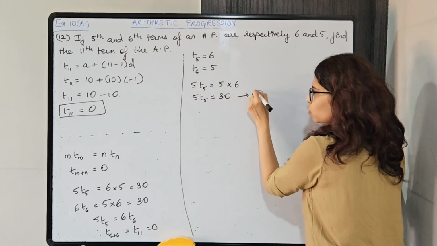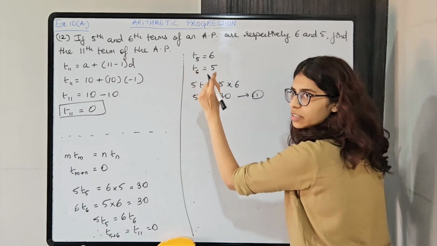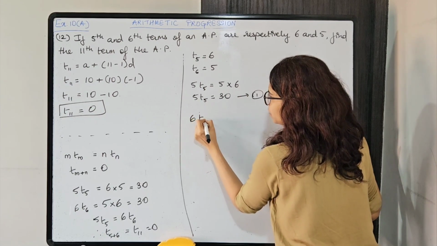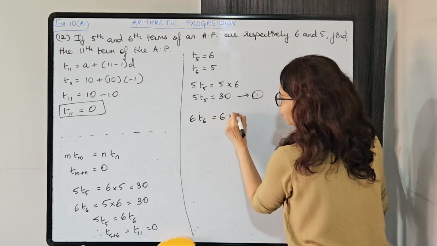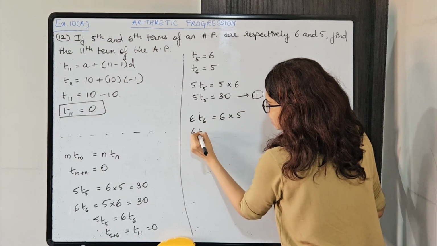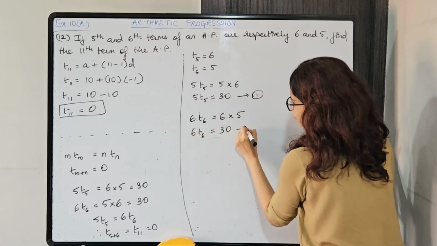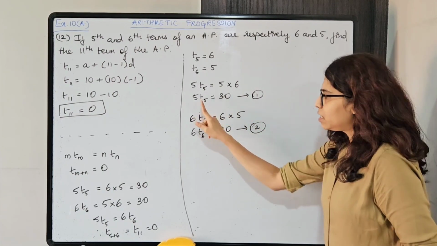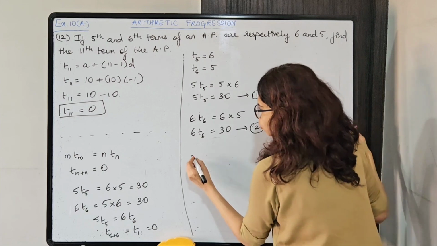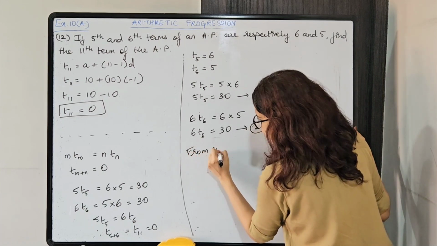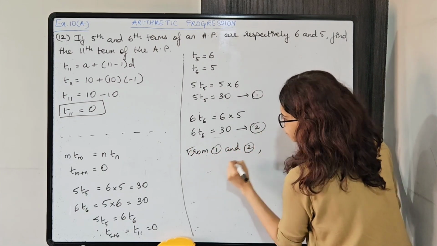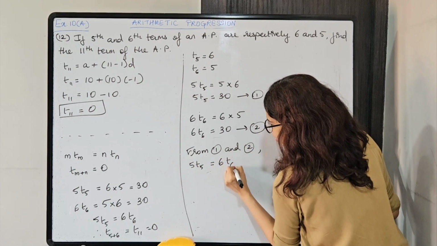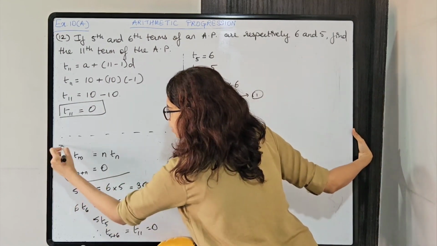Mark this as 1 and same way 6th term है तो 6th term को 6 से मल्टीप्लाई करो. So 6 times t6 is equal to 6 into 5, that will be equal to 30. RHS same है, so I can say LHS भी same है. So from 1 and 2, 5 times t5 is equal to 6 times t6. ये वाला प्रॉपर्टी आ रहा है.